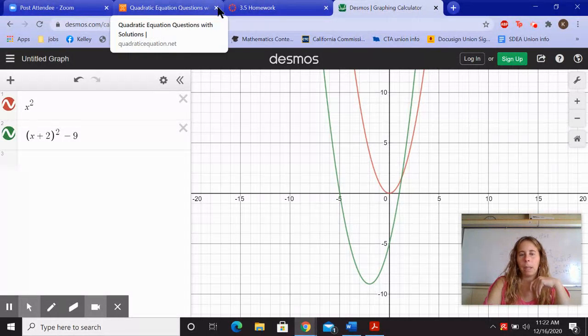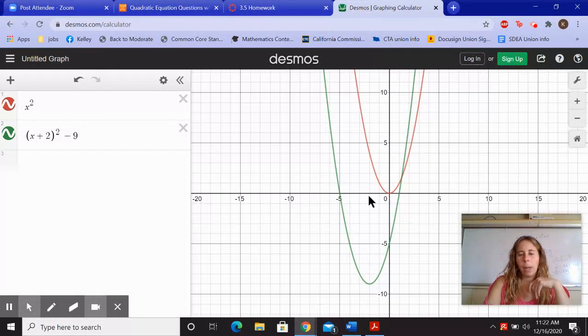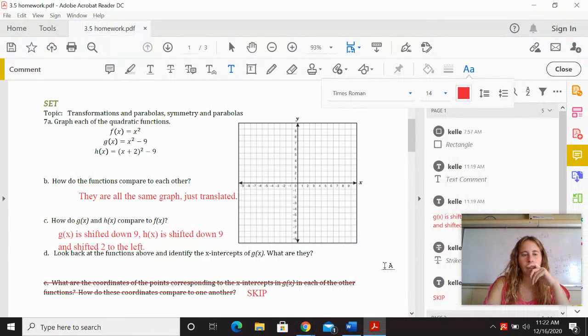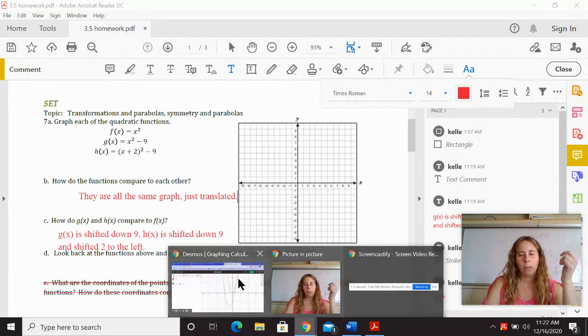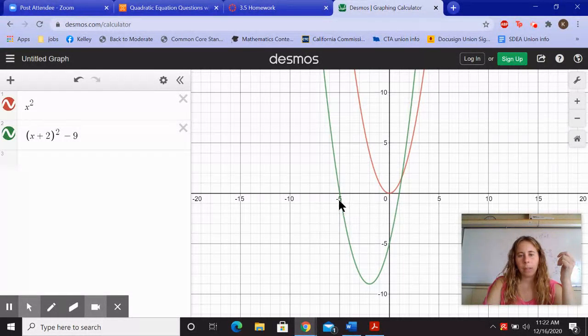Okay. That's what those look like. Let's go back. Here we are. So that's what I mean here. They're all the same graph, just translated. Let's go back to Desmos. I don't think it'll let me. Can I move this? Probably not.